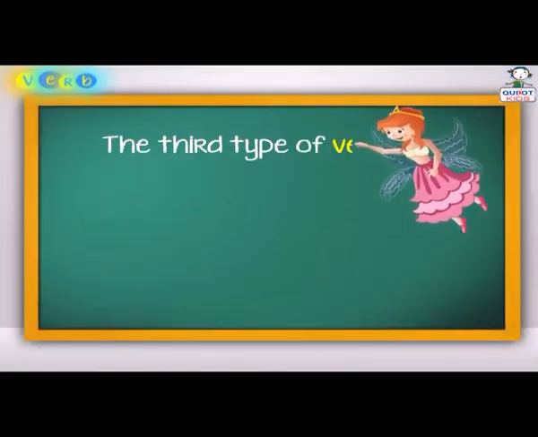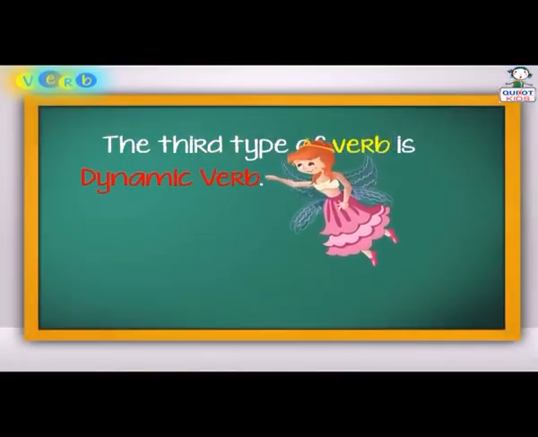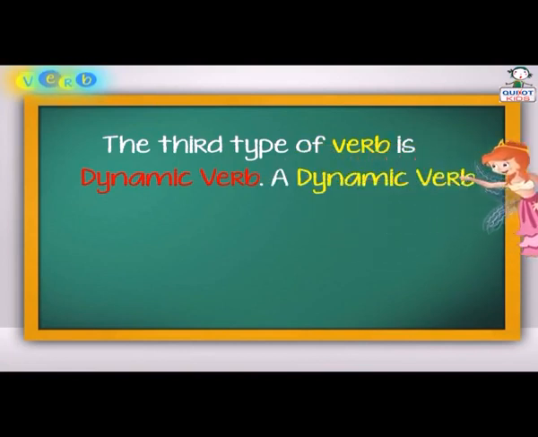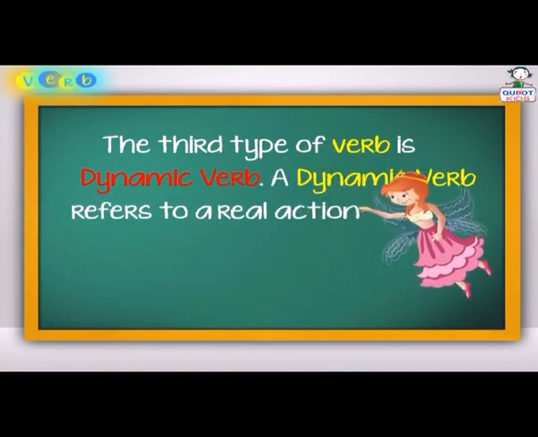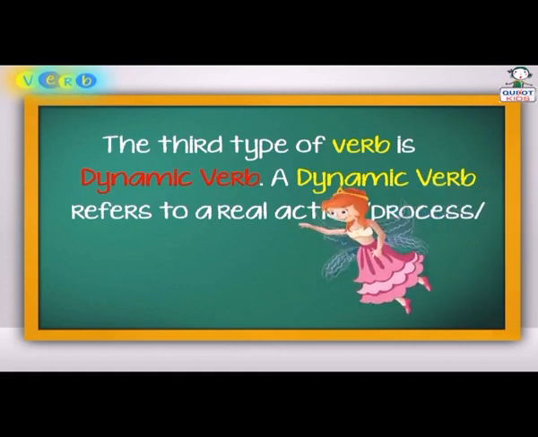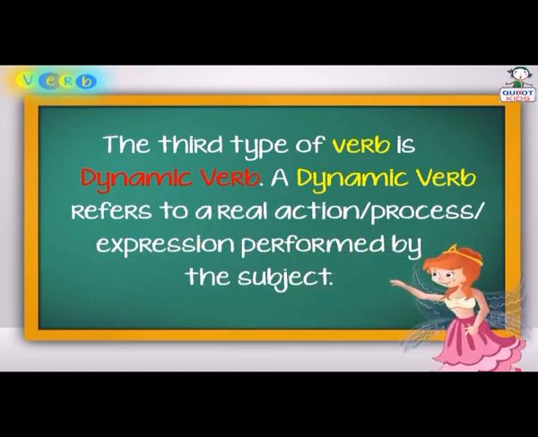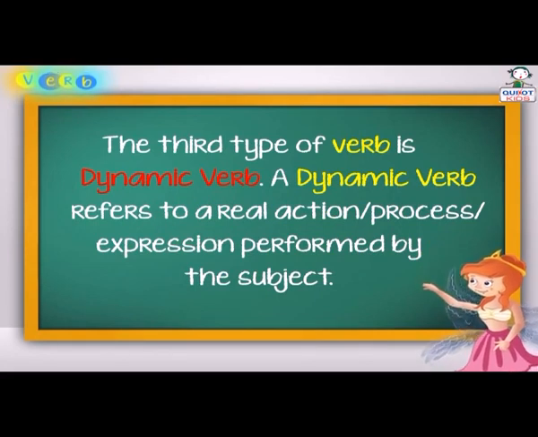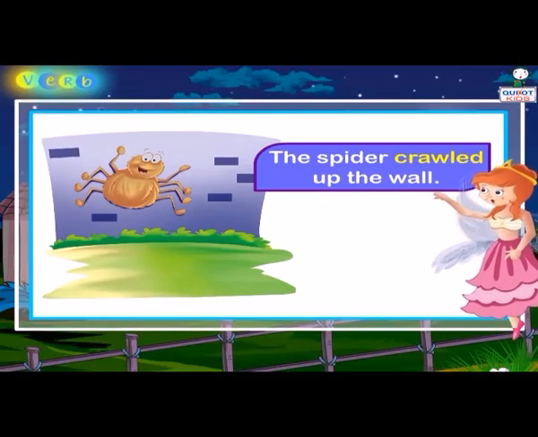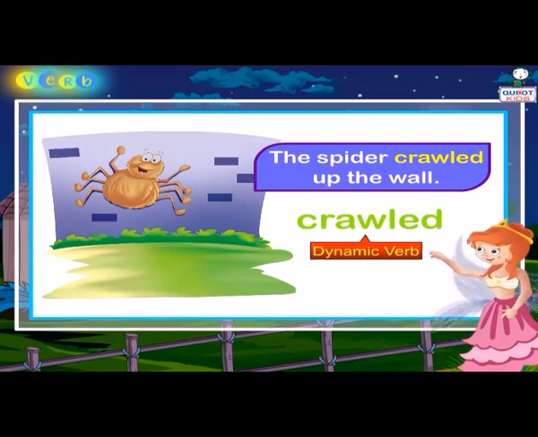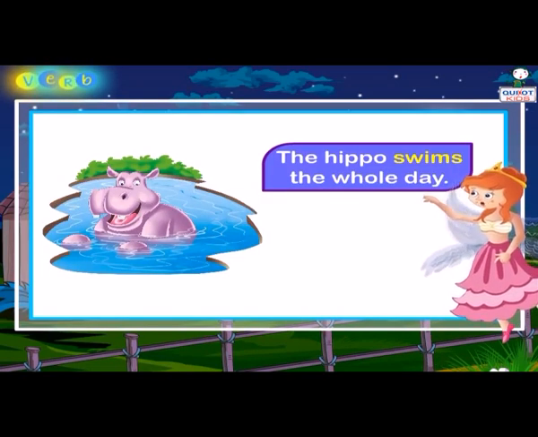Welcome, friends. The third type of verb is dynamic verb. A dynamic verb refers to a real action or process or expression performed by the subject. The spider crawled up the wall. Crawled is dynamic verb. The hippo swims the whole day.